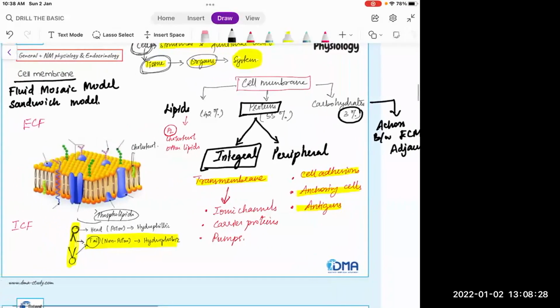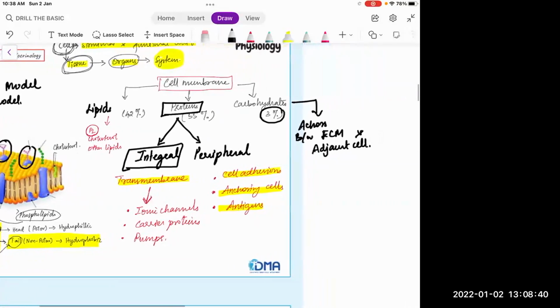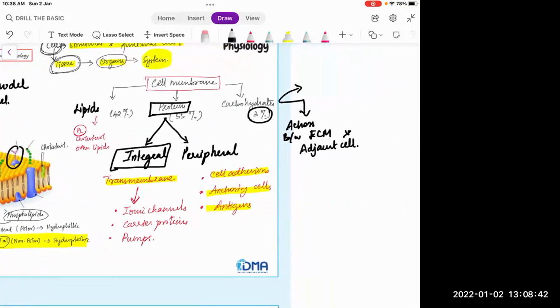So when you talk about the carbohydrates, these are all the carbohydrate molecules. The carbohydrates not only attach to the lipids, they are also attached to the proteins. So you call it glycolipids or glycoproteins. The carbohydrate which is attached to the lipids, you term it as glycolipids, and those which are attached to the proteins, you term it as glycoproteins.